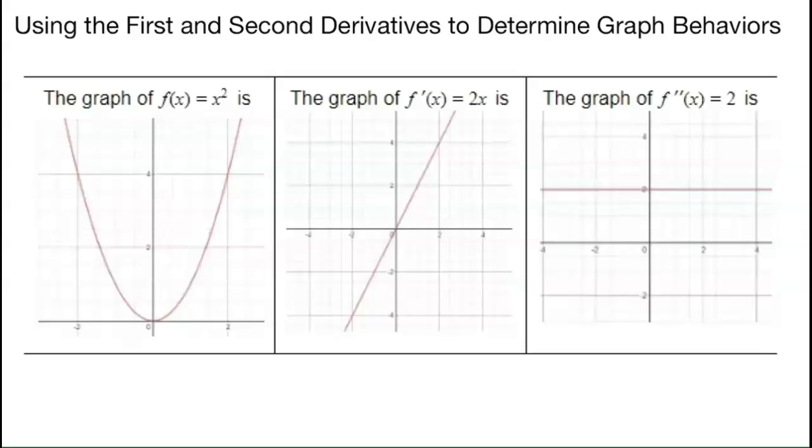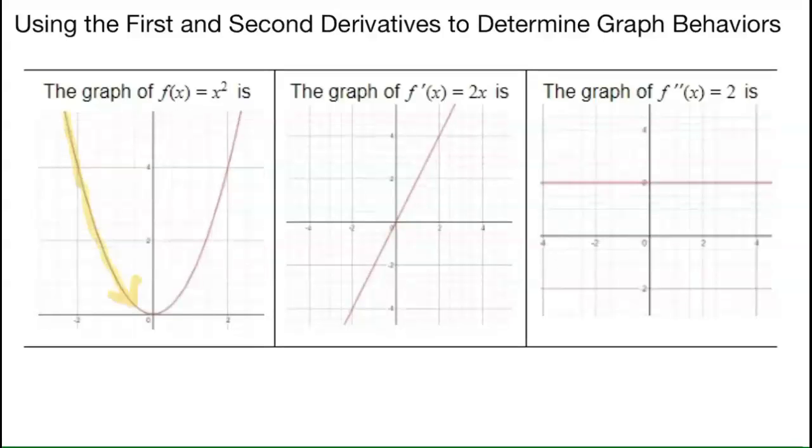The graph of the original function is a parabola. The first derivative increases linearly, and the graph of the second derivative is constant at f of x equals 2. So what are the relationships between these graphs? To get an understanding of this, let's first analyze the graph of the original function.